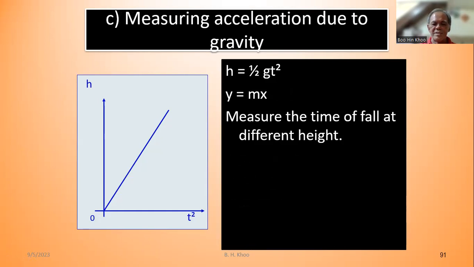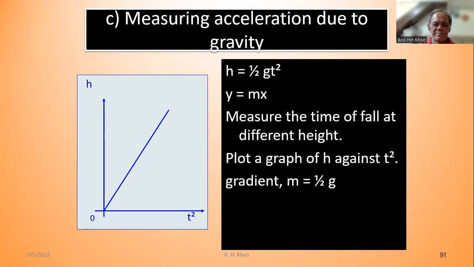Right? So we measure the time at different heights. You can tabulate the height and the time, then plot a graph of height against t squared. So that is your gradient. Right? And because half g equals 2 times the gradient.